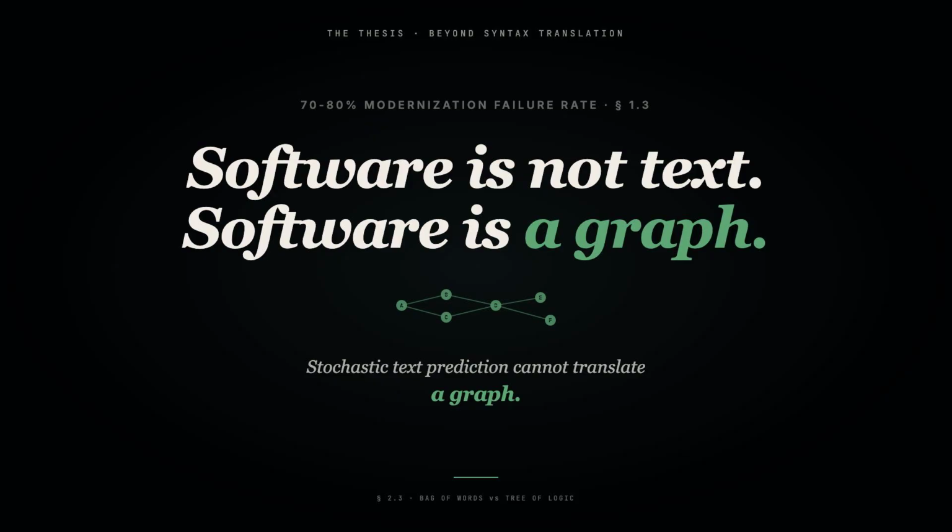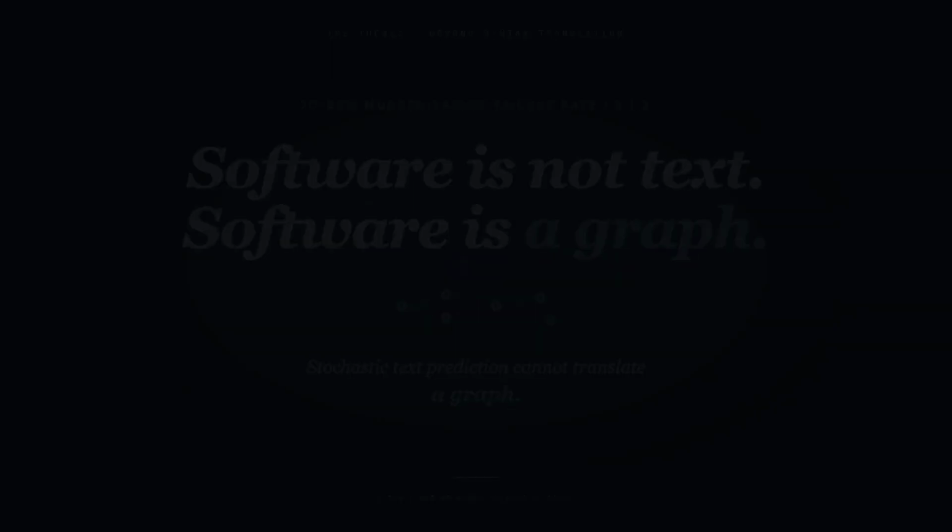That bank is not unique. Between 70 and 80% of legacy modernization projects fail to meet their objectives, even before generative AI entered the picture. The wrapper era promised a third way, automated refactoring on demand. It delivered syntactically perfect code that breaks at runtime. The thesis of this paper is simple. Software is not text. Software is a graph, and graphs cannot be translated by stochastic text prediction.